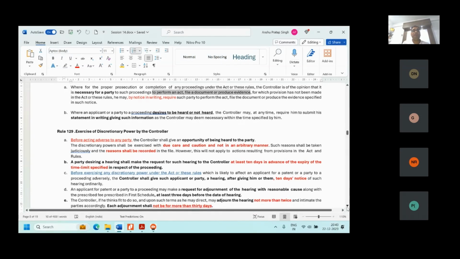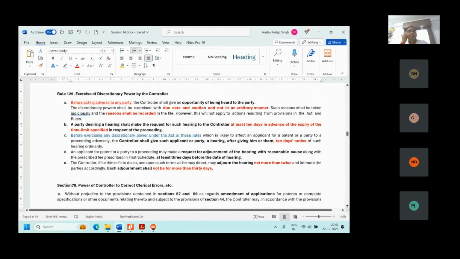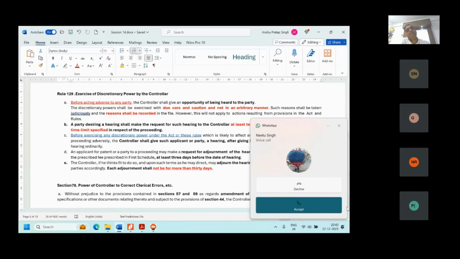If any party wants a hearing, they should tell the controller at least 10 days in advance before the expiry of the time limit specified in respect of that proceeding. This is very much necessary. You must request for your hearing. That's why in every application, when a patent agent or anyone files, he always says that if a hearing is required, please schedule it. You make a request in the form itself. Okay.